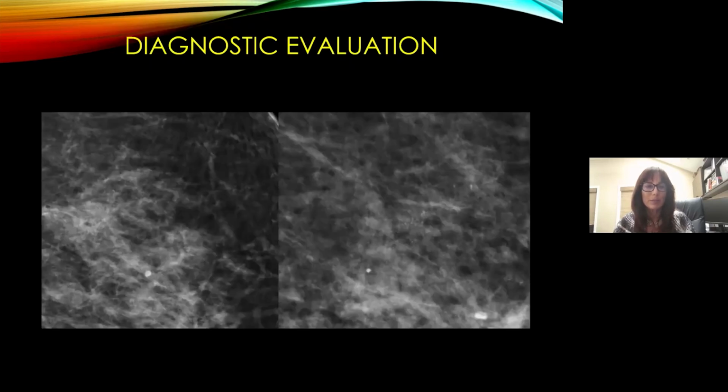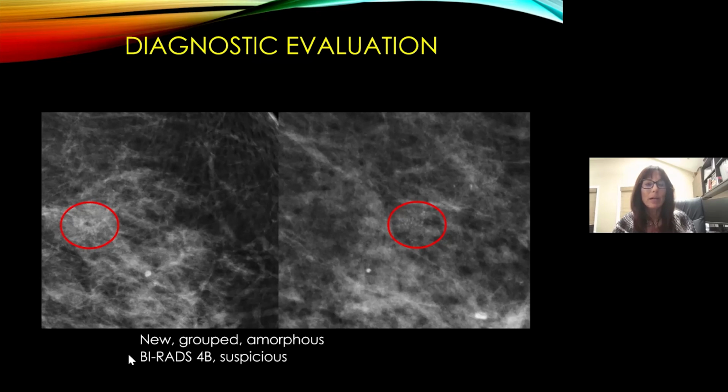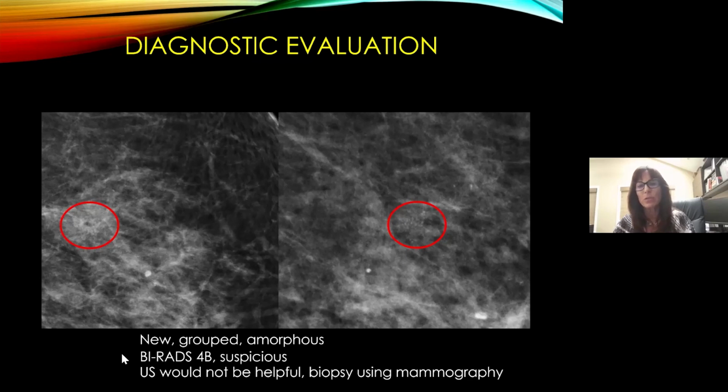The patient was called back for diagnostic evaluation, and magnification views were performed showing grouped amorphous calcifications, which are new, harder to see in this view. And because of these features, they are BI-RADS 4B suspicious. These are not the type of finding that we would interrogate with ultrasound. It would not be helpful. We would not be able to see these small particles. There's no associated mass. So we would proceed with biopsy using mammography.